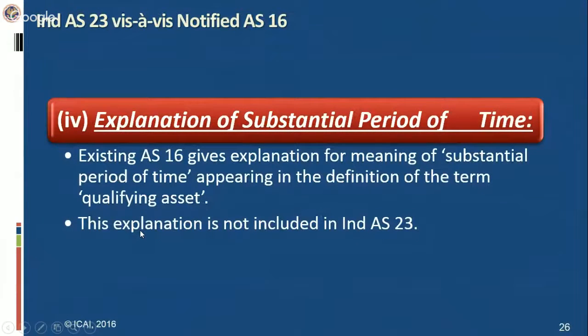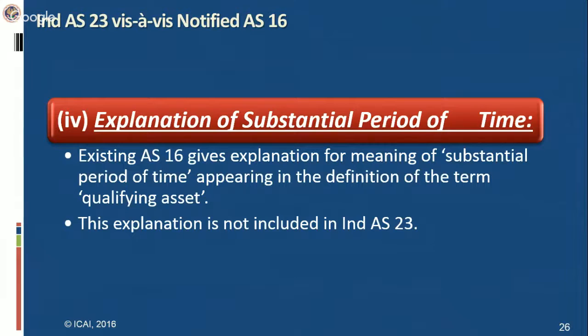Explanation of substantial period of time. We all know what is substantial period of time as per AS 16. For an asset to be called a qualifying asset, the asset to be completed, to make it ready for use or ready for sale, must take a substantial period of time to complete. The explanation of substantial period of time is generally 12 months.